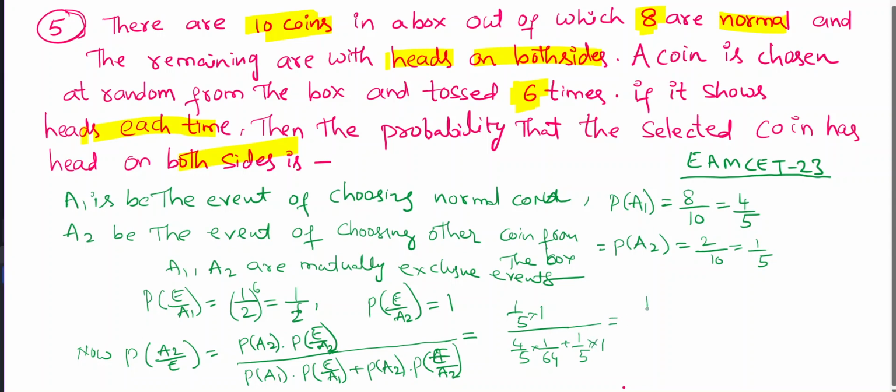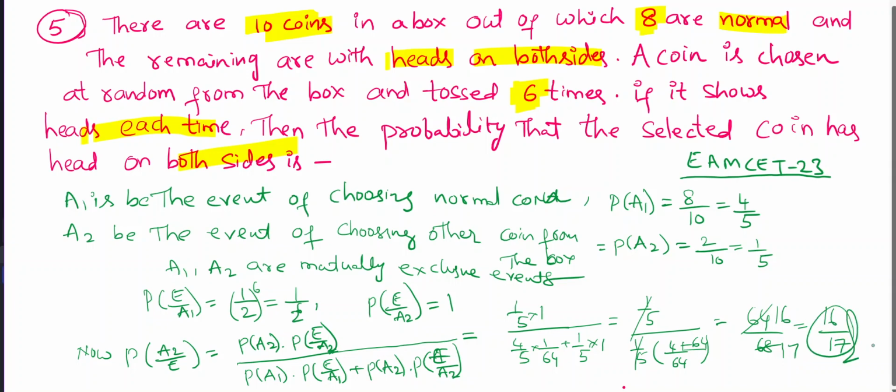That is equal to 1 by 5 by, here take 1 by 5 common, that is 4 by 64 plus 1, that is 4 plus 64 by 64. Here 1 by 5 cancelled, that is equal to 64 by 68. Here 4 is cancelled, that is 1 4 is 4, 1 4 is 4, 16 by 17. This is the required answer.